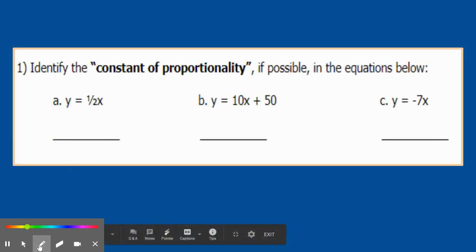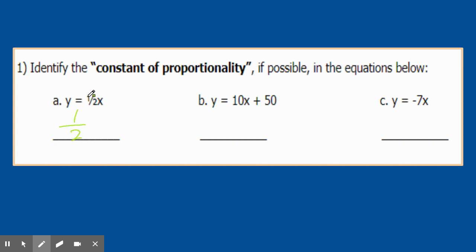So we have to identify the constant of proportionality if possible. Well, you first have to make sure that it is proportional, so there's no add-on. So we already know that my k is 1/2 because it's the one number connected to the x, so that's called a coefficient. If we notice here, we have an add-on. So if we have an add-on, is that going to have a constant of proportionality? The answer is no. Because there's an add-on, that means this is considered the slope, not the constant of proportionality. So we're going to look here.